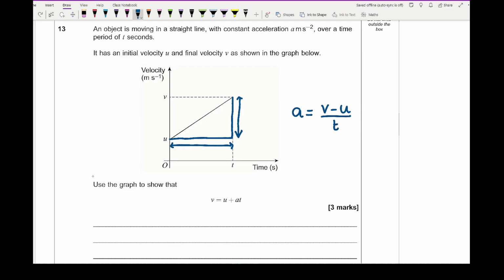So we have the acceleration is equal to v minus u all divided by t, and then we can rearrange to get v is equal to u plus at. That process is the multiplication of t to leave v minus u, and then add u to leave v, and that's just been rearranged in a different order to give v is equal to u plus at.